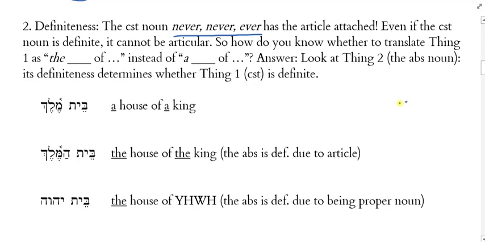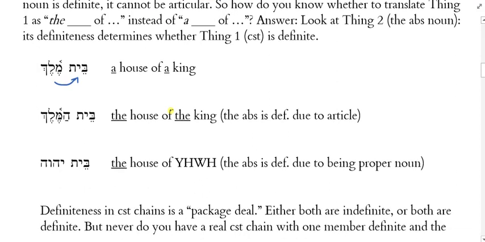So let's look at some examples. Here I have Beit Melech. Say that with me. Beit Melech. Is Melech articular or not? It's not. It's indefinite. Therefore, the indefiniteness of thing two commits you to the indefiniteness of thing one. They both hang together this way. They are both indefinite. And I would translate this as a house of a king.